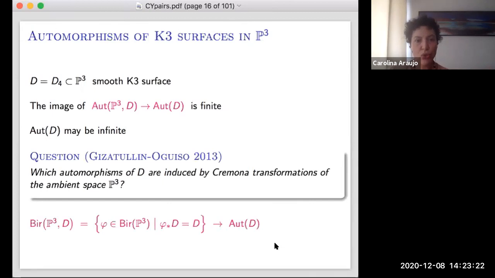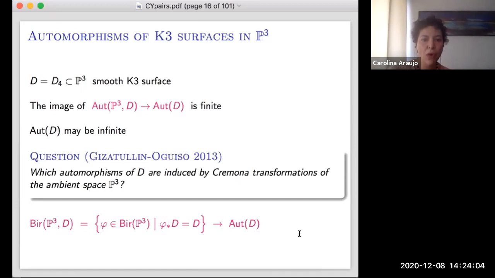So let me just introduce some more notation. I will denote by Bir of the pair the group of Cremona transformations of P3 that stabilize D, that send D to D. So in particular, it will induce a birational self-map of D, but since D is a minimal surface, this is in fact an automorphism of D. So we have this group homomorphism, and the question of Gizatullin or Oguiso may be rephrased as asking what is the image of this group homomorphism. But here we are interested more generally in understanding the kernel or even the structure of this group.